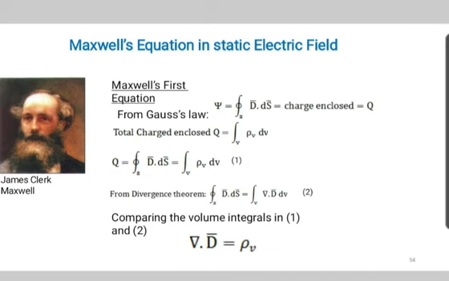In case of a vanishingly small volume unit, the electric flux leaving per unit volume is equal to the volume charge density. So we know that the divergence is expressed as the sum of three partial derivatives. Maxwell's first equation is also described as the differential form of Gauss's law. So Gauss's law is recognized as the integral form of Maxwell's first equation.